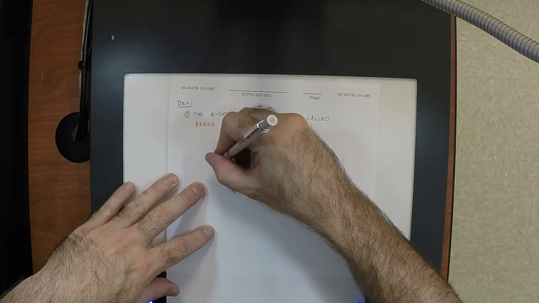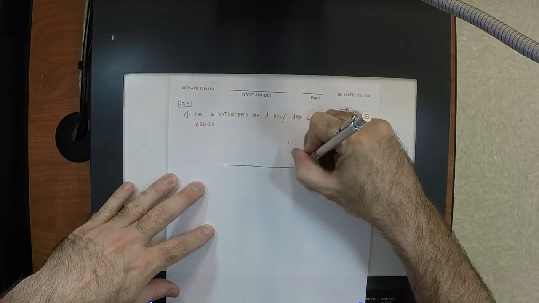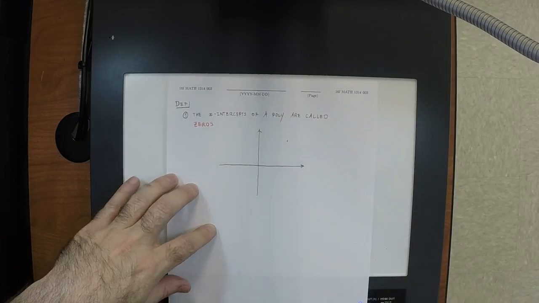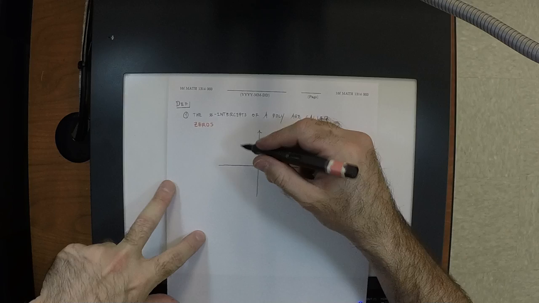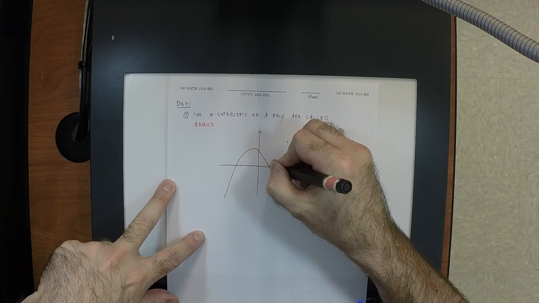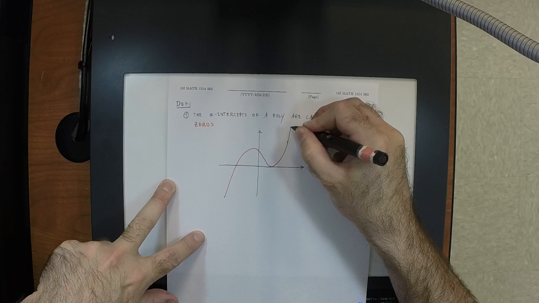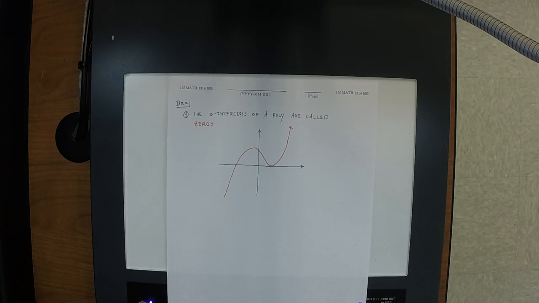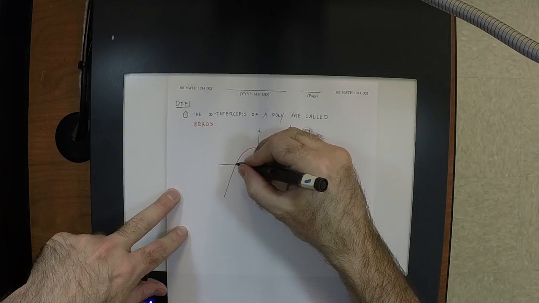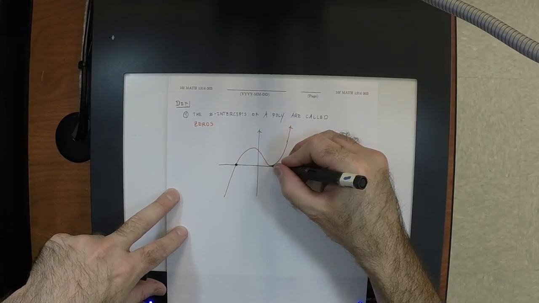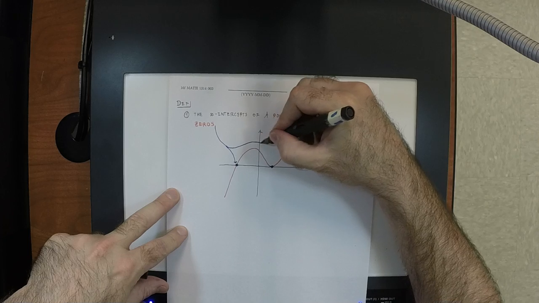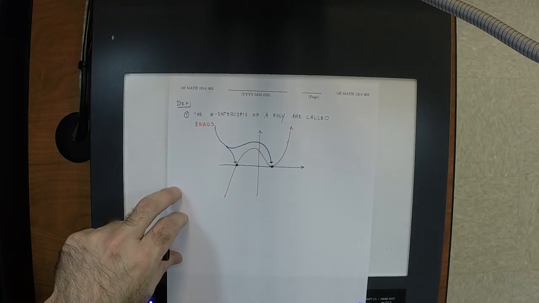So, to give an example, how many zeros does this polynomial have? It's two, right? So there's one, and here's another. So there's a zero, and there's a zero. So this polynomial has two zeros.